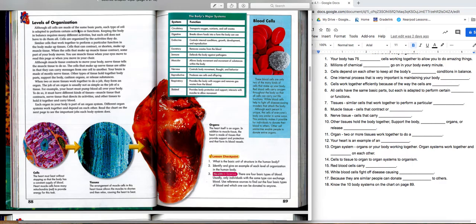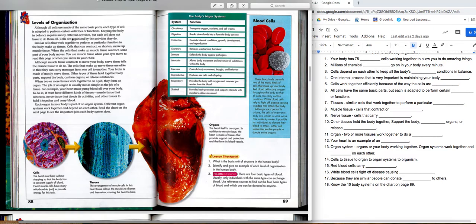Although all cells are made of the same basic parts, each type of cell is adapted to perform certain activities and functions. So I love that, guys. You're over here with the word activities, but we talked about the difference like between plant cells and animal cells. On your last test, you talked about how your brain and your muscle cells have way more mitochondria than your skin. Why? Because it needs way more energy. So your cell is designed to perform its certain tasks or functions.